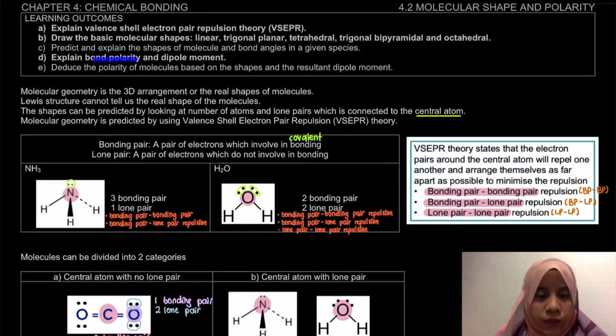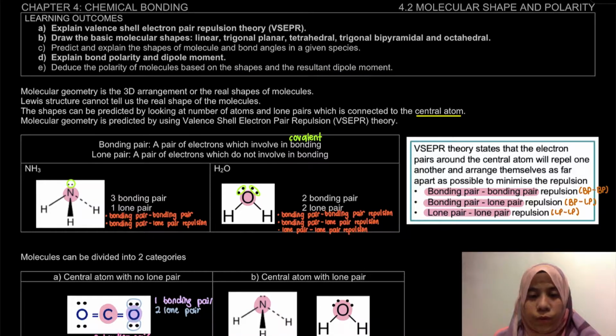Bond polarity and the dipole moment. Besides that, we will deduce the polarity of the molecule based on the shape and the resultant dipole moment. Based on the name of our subtopic itself, it's molecular shape and polarity. So the polarity of the molecule is heavily based on the shape and the resultant dipole moment.